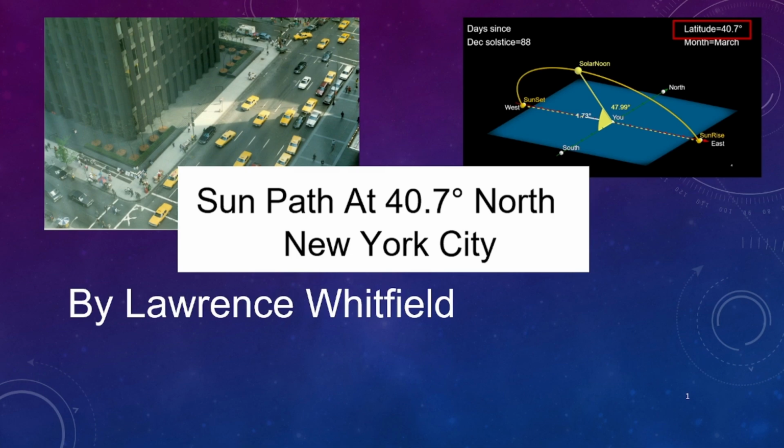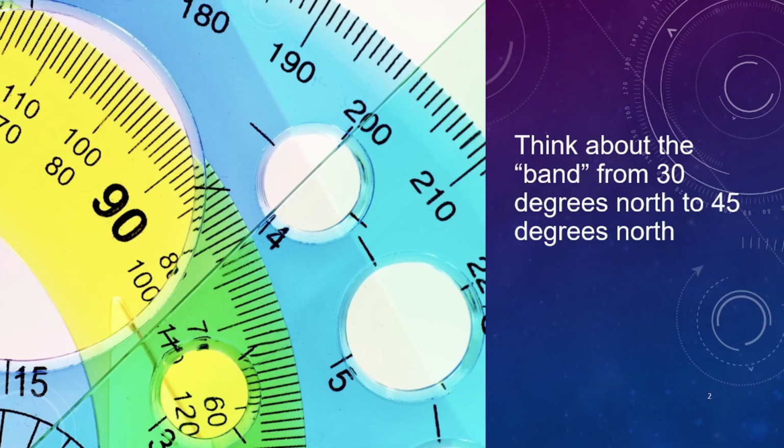Hello and welcome back. This time we're going to take a look at the sunpath at 40.7 degrees north, which is where New York City is located.